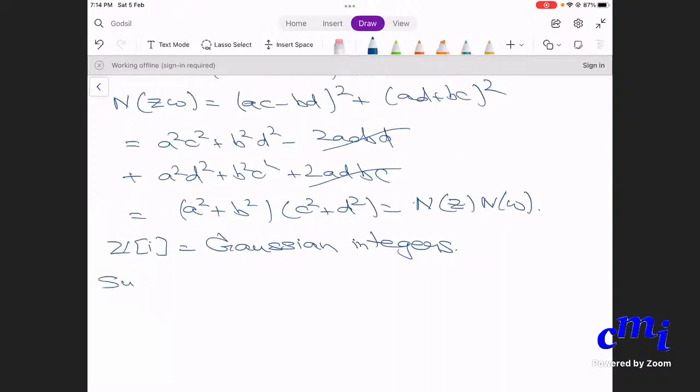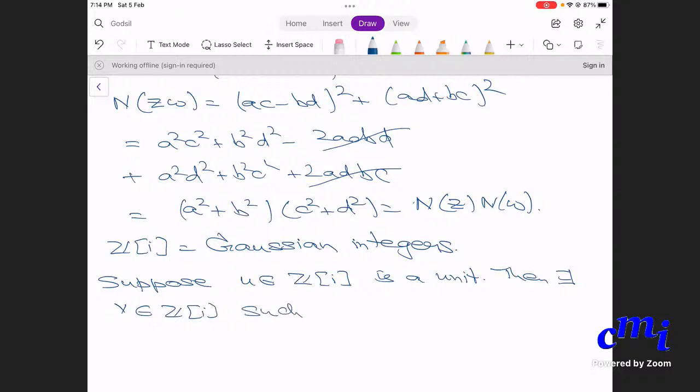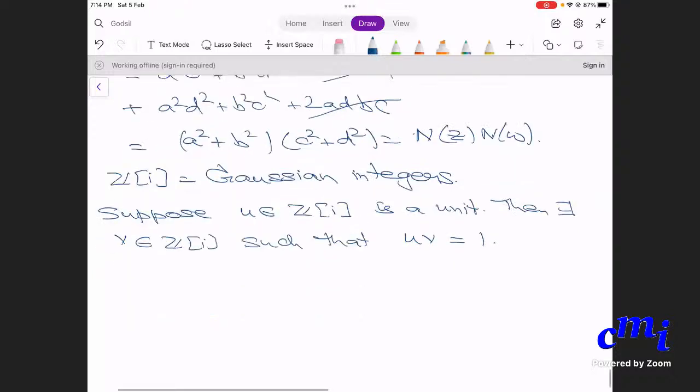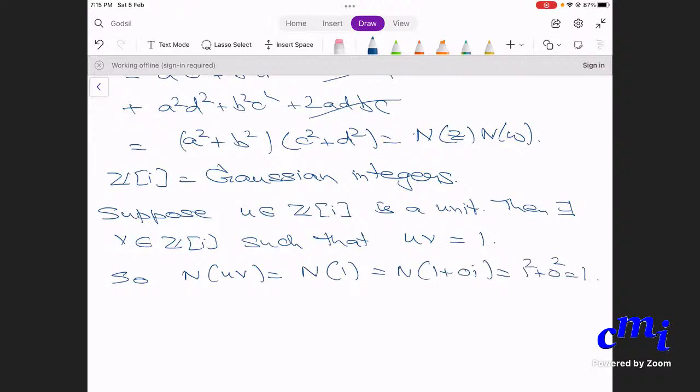So suppose that U in Zi is a unit. What does that mean? Then there exists a V in Zi such that UV is equal to 1. And now we use whatever we know. We know that the norm is multiplicative. So let us calculate the norm of UV and compare it. So norm of UV equals norm of 1. 1 means what? 1 plus 0i. And the norm of 1 plus 0i is 1 squared plus 0 squared. That's just 1. So the norm of UV must be equal to 1. But norm is multiplicative. So this is equal to norm of U times norm of V.